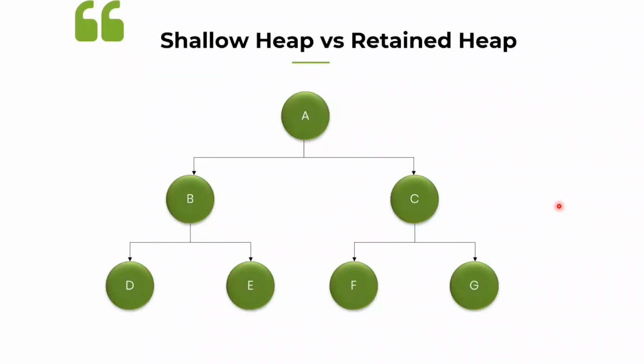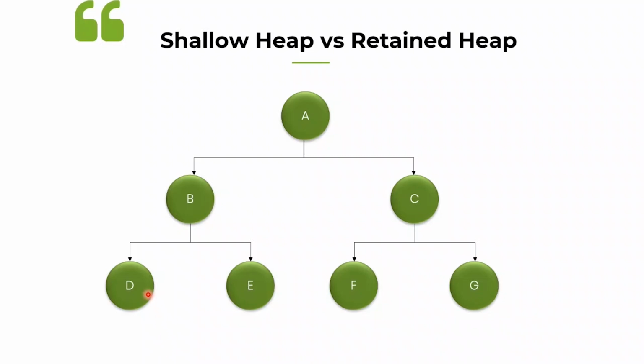Let's say these are all the objects sitting in our memory. Let's say there is this object A. This object A has two children, object B and object C. And object B has two children, which are object D and object E. Similarly, object C also has two children, object F and object G.